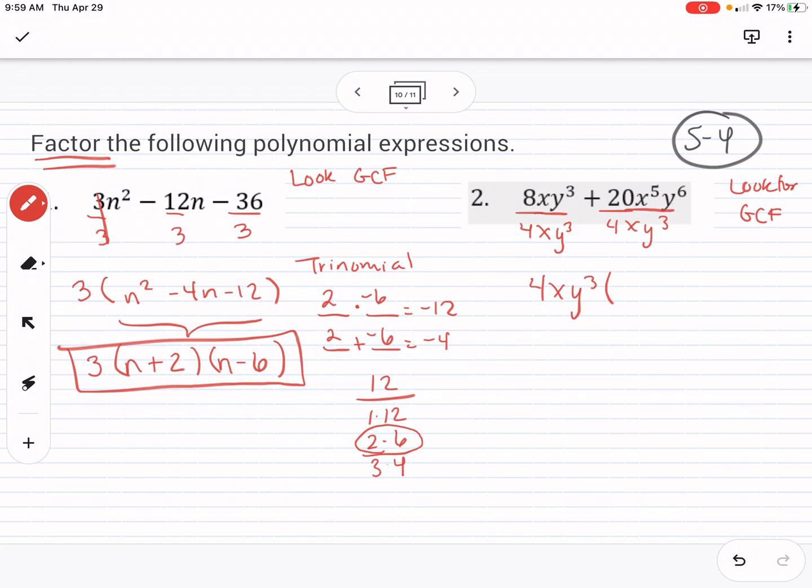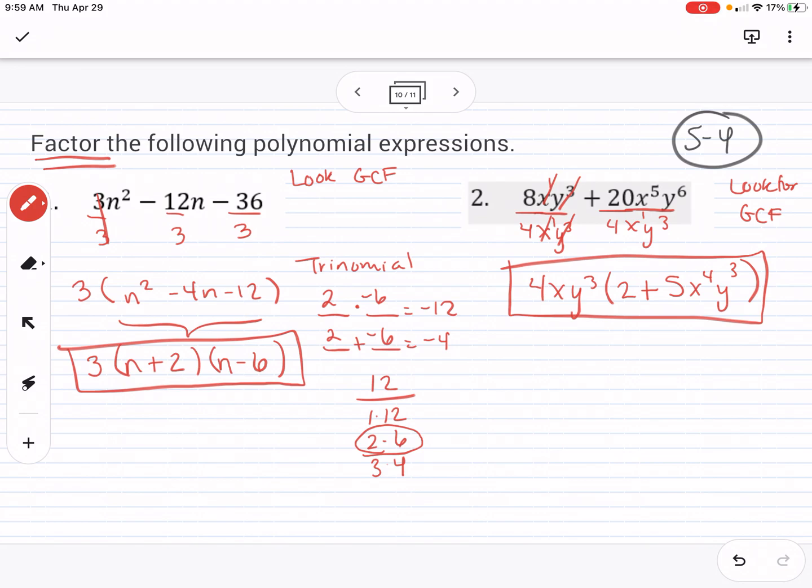Remember, when you're dividing, you're going to subtract exponents. So 8 divided by 4 is 2. Here, 1 minus 1 is 0. These cancel. And 3 minus 3 is 0, so these cancel. Then 20 divided by 4 is 5. 5 minus 1 would be x to the 4th. And 6 minus 3 would be y to the 3rd. So these would be my factors.